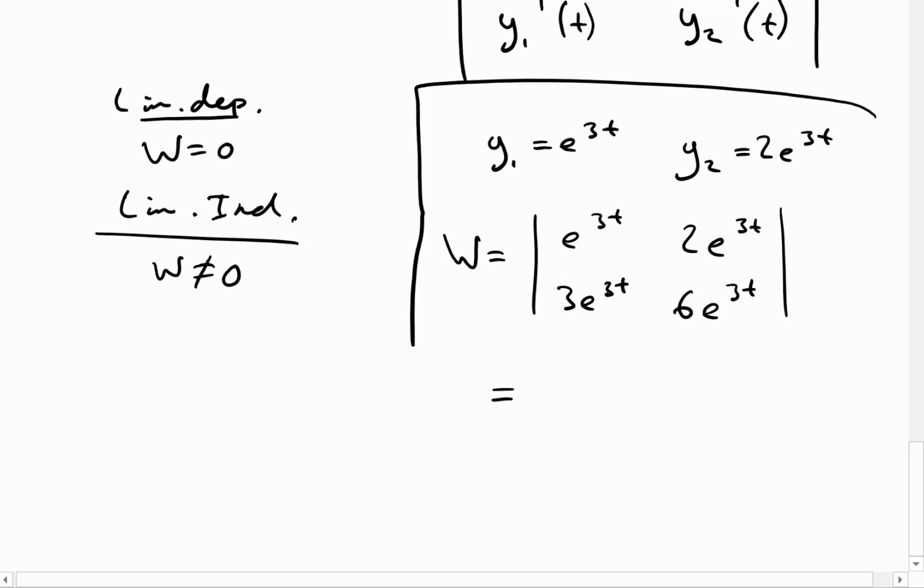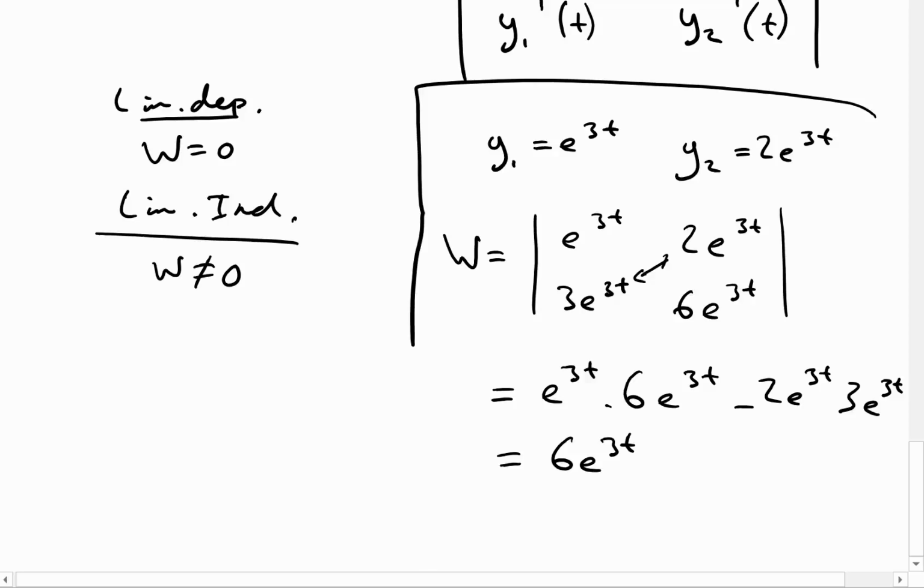So we end up with e to the 3t times 6 e to the 3t, minus the other diagonal, 2 e to the 3t times 3 e to the 3t. We should expect these to be linearly dependent, so there should be cancellation. We end up with 6 e to the 3t times e to the 3t minus 6 e to the 3t times e to the 3t.